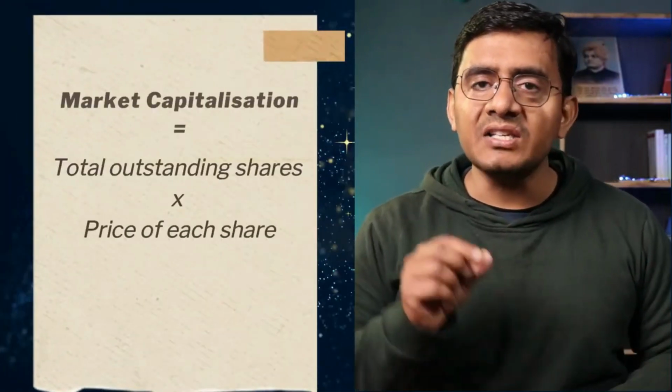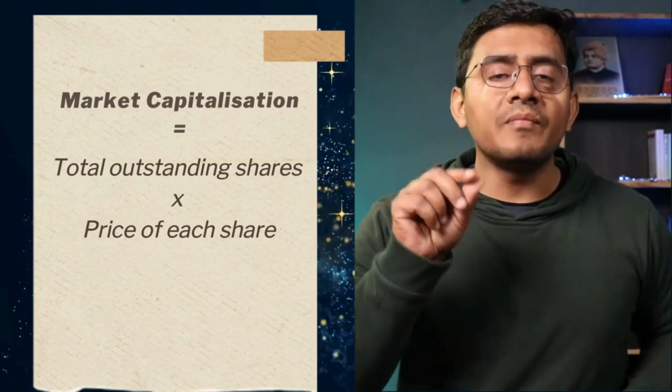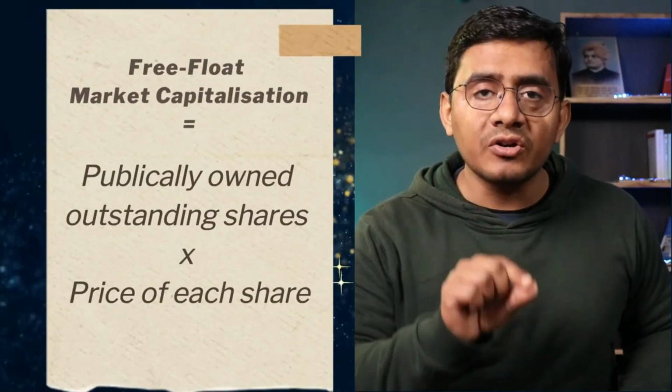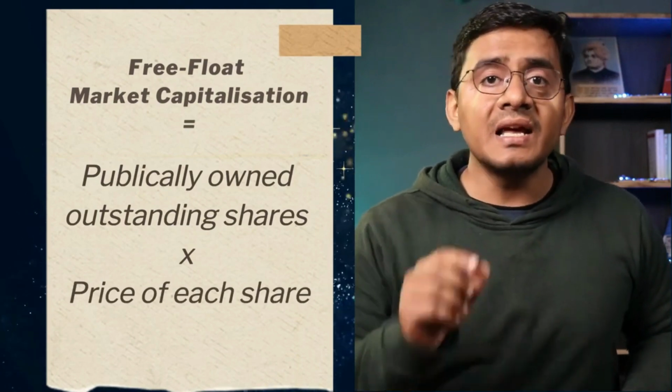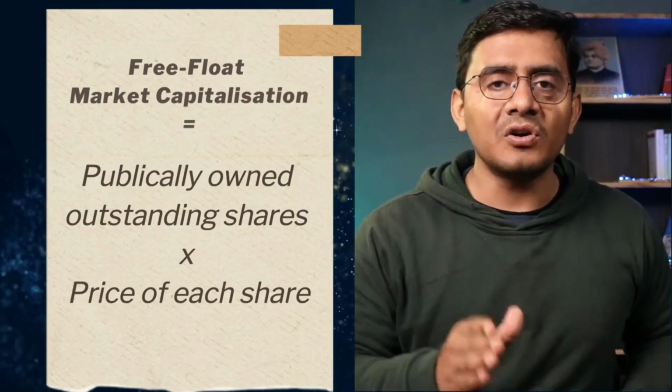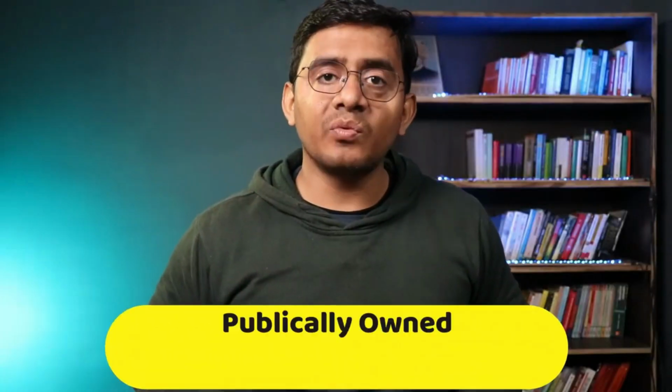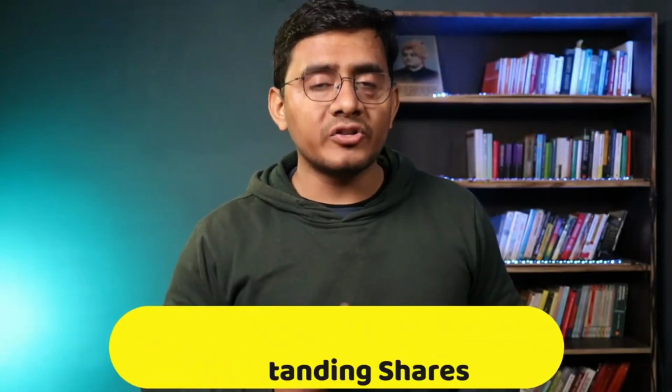When we multiply the total number of outstanding shares with the price of each share, that gives the value of market capitalization. But when we multiply publicly owned outstanding shares with the price of each share, that gives the value of free float market capitalization. Now let us understand what is this term publicly owned outstanding shares.